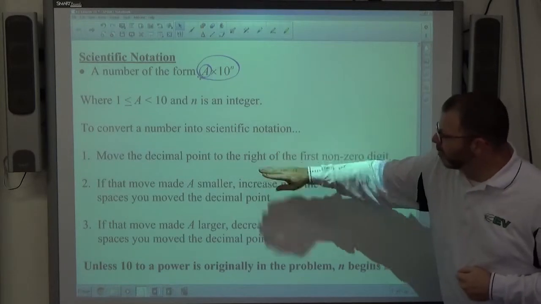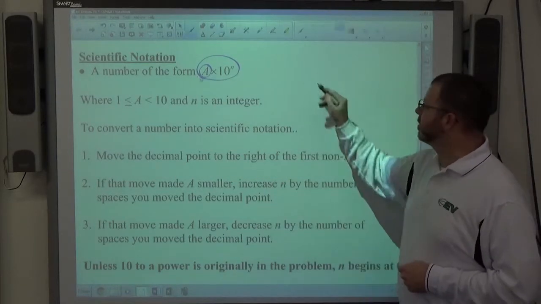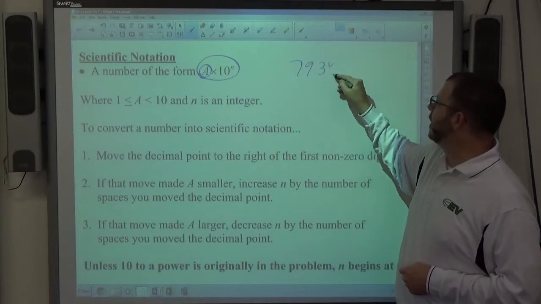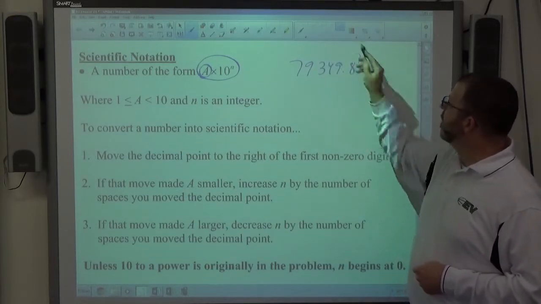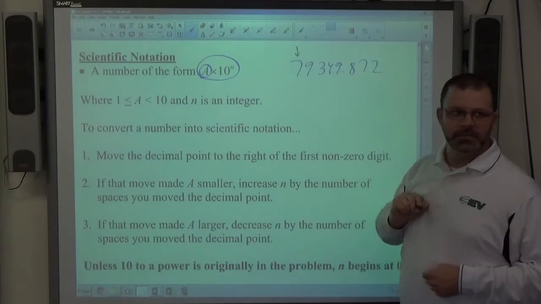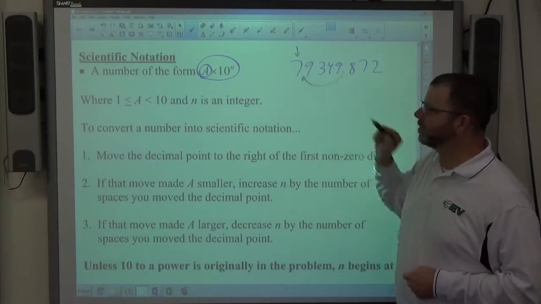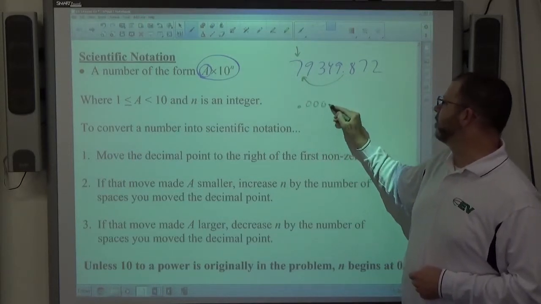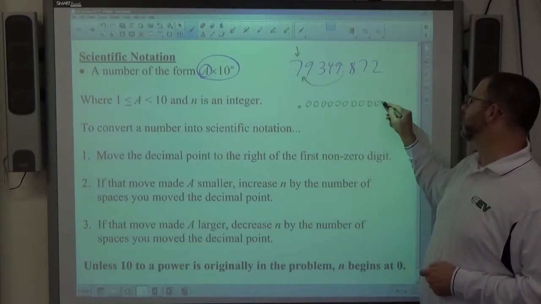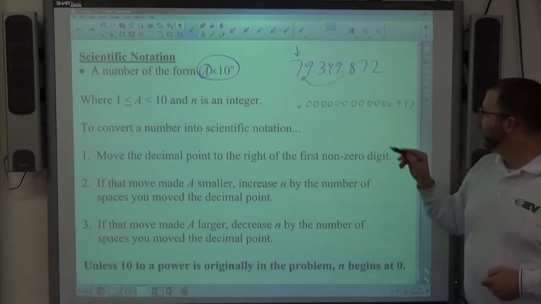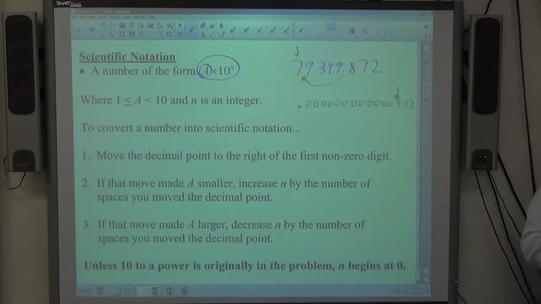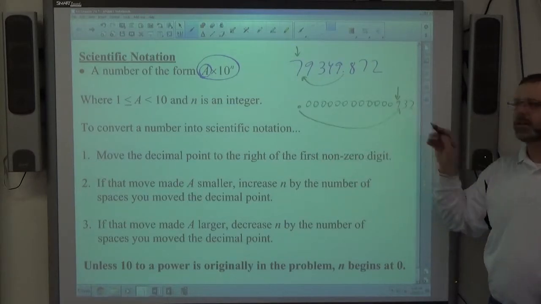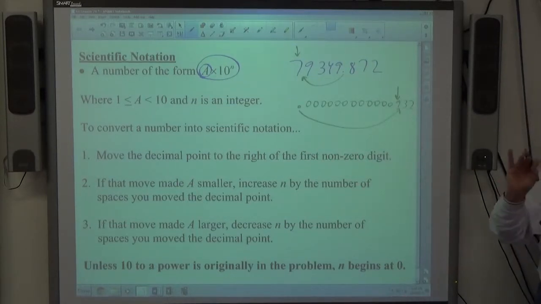And you move the decimal point to the right of the first non-zero digit. It looks like this. If I have 79,349.872, the first non-zero digit is 7. So you move the decimal point there. That's what step 1 is. If you have a decimal like 0.00000000000000932, that's the first non-zero digit. You move the decimal point there. Right? That's what step 1 is. Simply move the decimal point to the right of the first non-zero digit in the number.